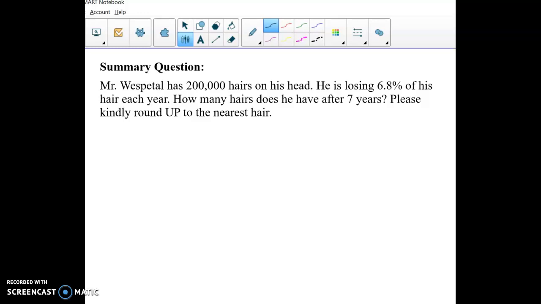Okay, so I want to do a real life question where you would compound continuously. So I looked this up once and you have about 200,000 hairs on your head, and say that from teaching high school, I'm going insane and losing 6.8% of my hair each year. How many hairs do I have after 7 years? And you're going to round up to the nearest hair just to make me feel a little better. And this would be a really good example of a continuous one because I don't lose all my hair at the end of each month, right? I lose it continually. Each day I lose a little bit, right? So this would be a good example to use the continuous formula. So pause the video and see if you can figure this out.